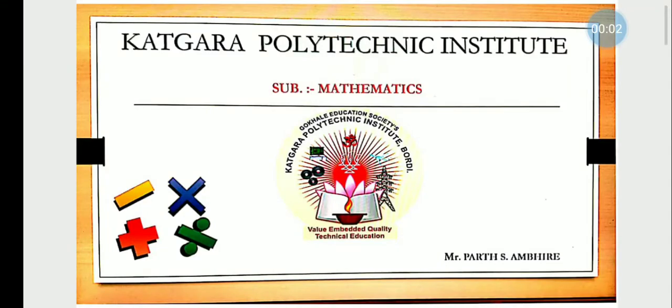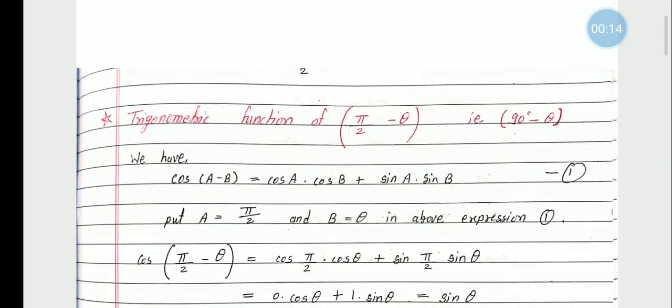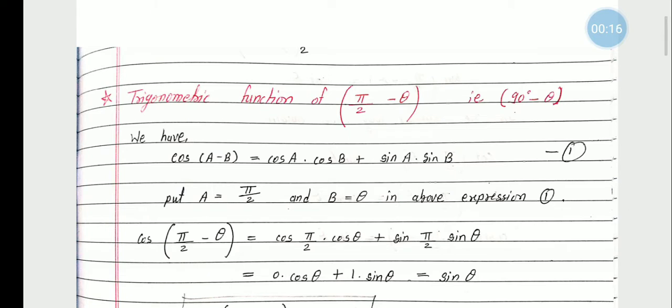Good evening, class. In the last lecture, we saw allied angles. Now, in this lecture, we will study compound angles. Let's see the trigonometric function of pi by 2 minus theta.